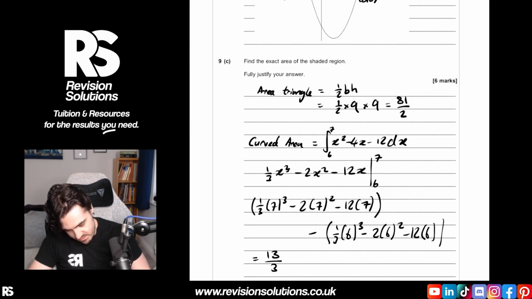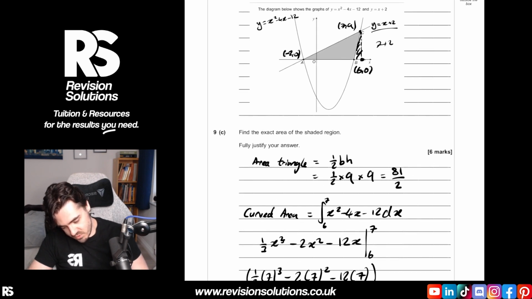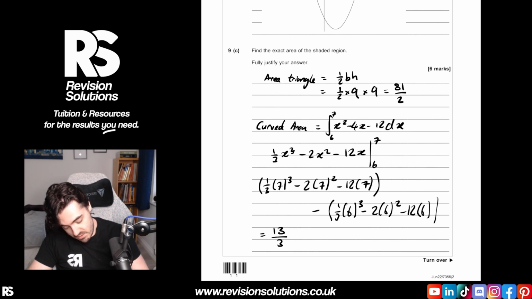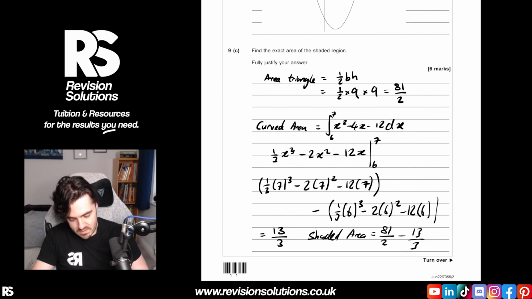So then our shaded area, remember, is going to be that triangle minus the curved area we just found, or the area under the curve, rather, we found. So shaded area is equal to 81 over 2 minus 13 over 3. If we put that into a calculator, 81 over 2 minus 13 over 3 would give us 217 over 6. And an important point here, guys, is that we leave our final answer as a fraction because it says find the exact area.